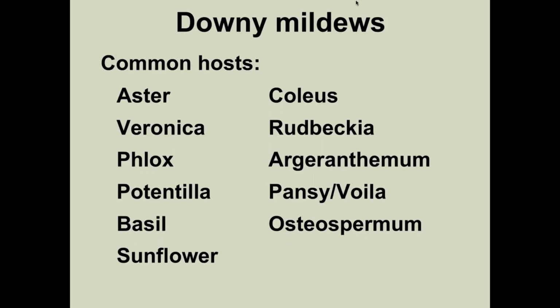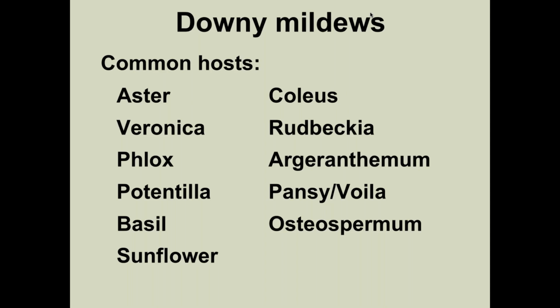Talk a little bit about downy mildews. Downy mildews are something that we see quite frequently on bedding plants, and it's one of those organisms that sometimes can get mistaken for other things. Common hosts that we see downy mildews on: we see it on basil. Needless to say, that's been a big issue for a number of years, basil downy mildew. I'd have to admit that with this year being as dry as it is, the outdoor crops, we did not see as much basil downy mildew this year, but phlox, potentilla, veronica, aster, coleus is one that, because of some of the color patterns on coleus, it's very hard to see that on coleus.